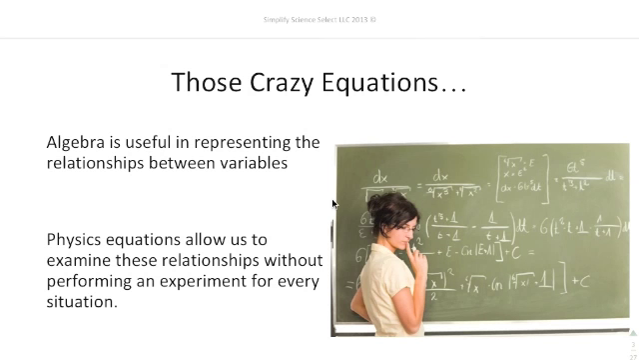The reason why we want to use algebra, why we want to use these equations, is because it allows us to examine these relationships without performing an experiment for every situation. So instead of throwing a projectile, a ball up in the air, every single time to see what the height is going to be, if we know the initial velocity and some other variables, we can calculate the height that it's going to go. So it makes our life a lot easier. We don't have to do an experiment for every single thing.